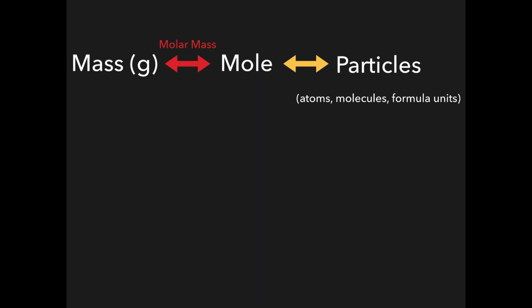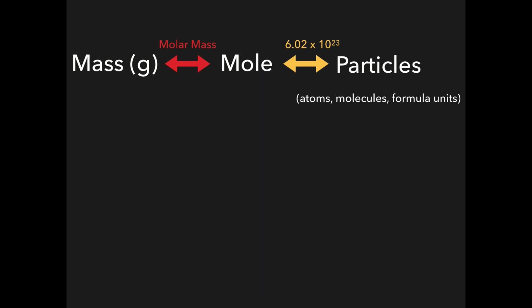We refer to particles as formula units when we have ionic compounds. Remember, that's a metal with a nonmetal, for example, sodium chloride or iron oxide, whenever you have a metal and a nonmetal together. So to go from moles into particles or from particles into moles, I'm going to be using Avogadro's number, which is 6.02 times 10 to the 23rd. Looking at this diagram, I can also go from mass into particles. The way that I do that is I first go from mass into moles and then from moles into particles. I'll show you how to do that in just a minute.